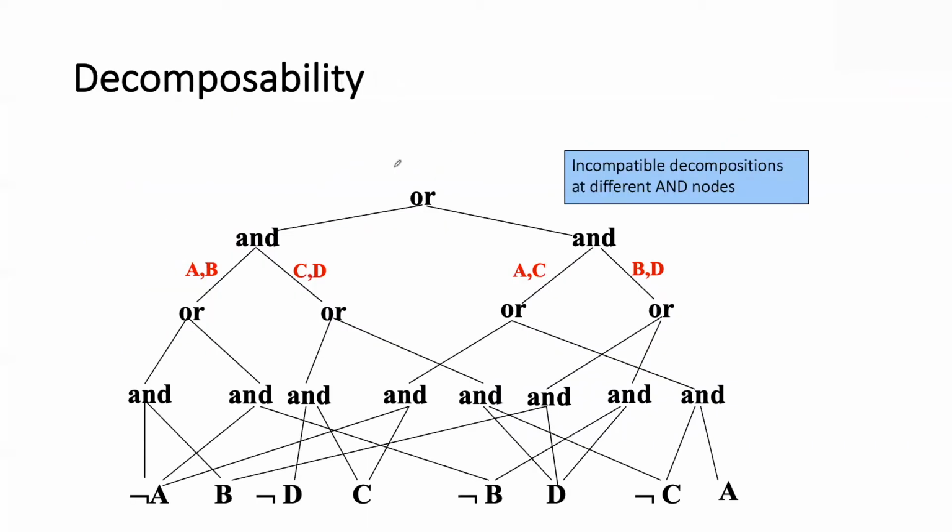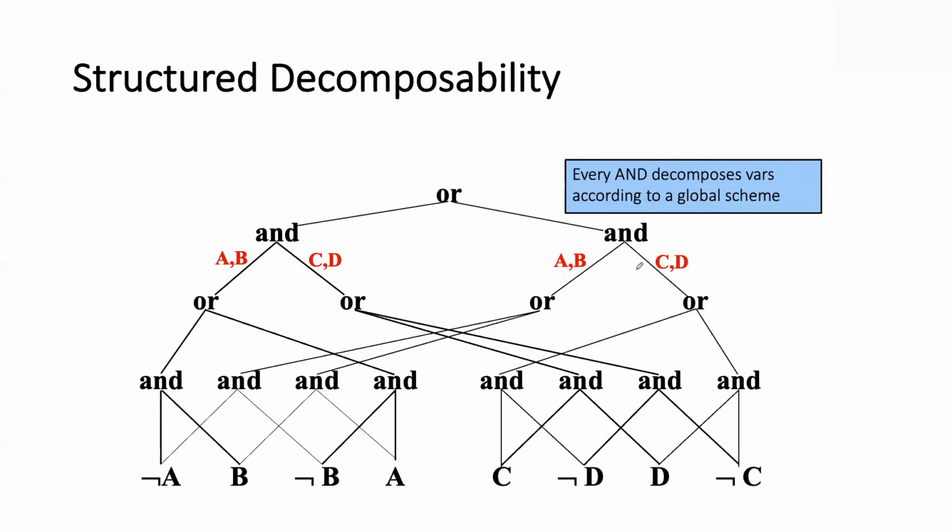So this is the property that's known as structured decomposability. If you look at decomposability, look here, look at this AND node and that AND node. In this case, you have AB here, and in this case, CD. Now, in this case, I have AC and I have BD. So the way the non-overlap is different, right? And if you want to think of this node as having ABCD and this node having ABCD, I split the variables differently.